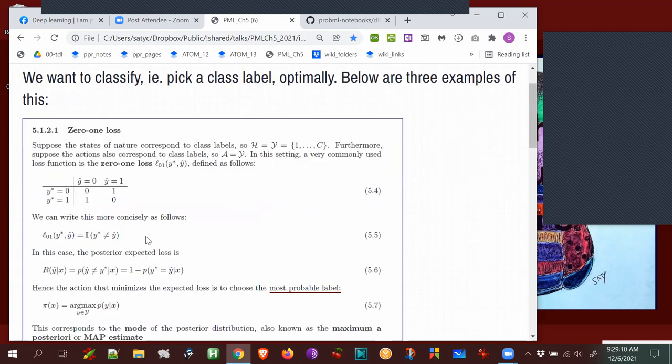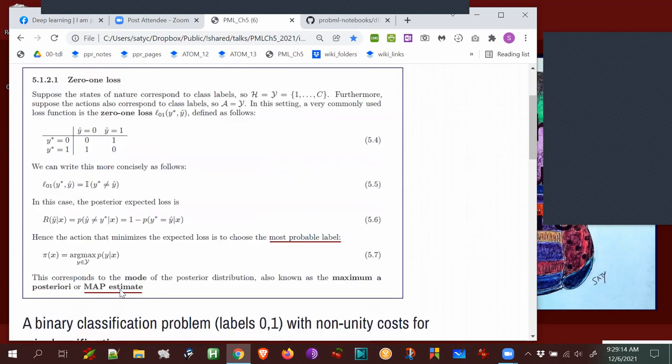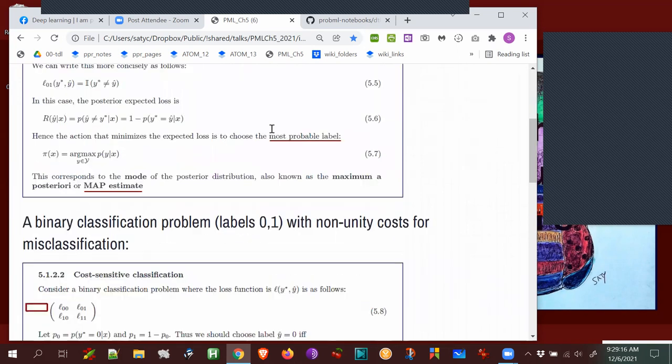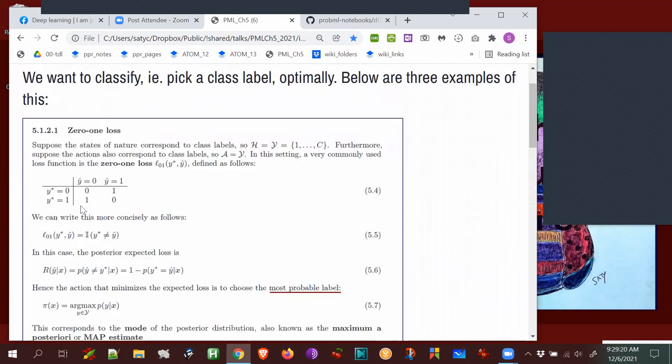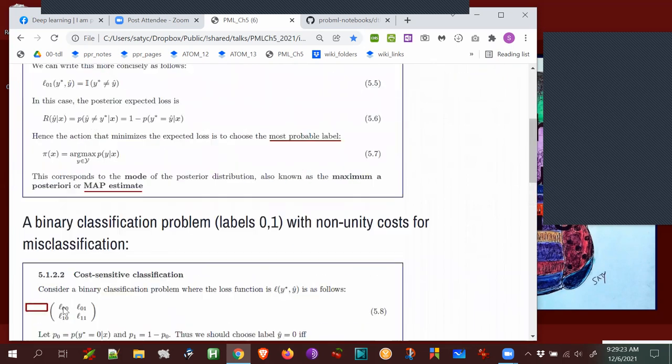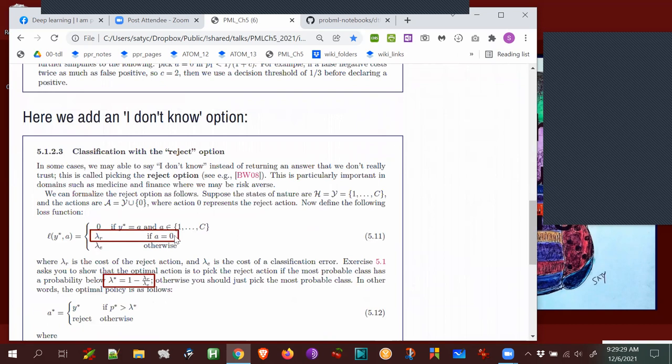Using our base formula. Here are 3 examples the book gives you. First is a 0-1 loss example. And then there's also a classification problem. But now these values are not just 0 or 1 for classification, misclassification. There's actually numbers for especially the misclassification. So we'll get to that in a minute. And then also, what if you add a cost, for saying, like, I don't really know.